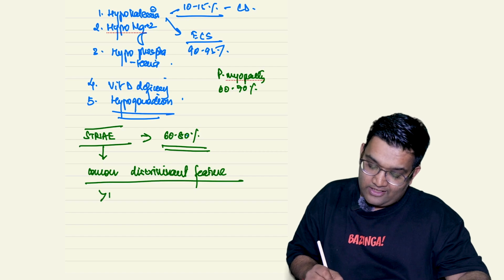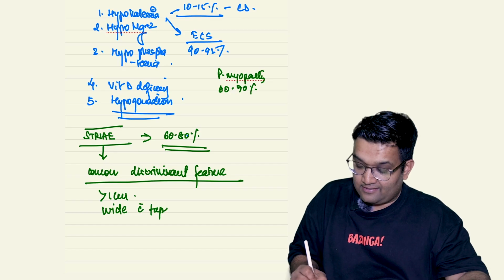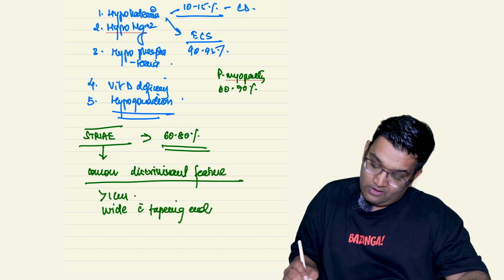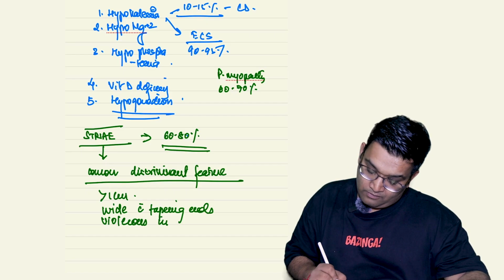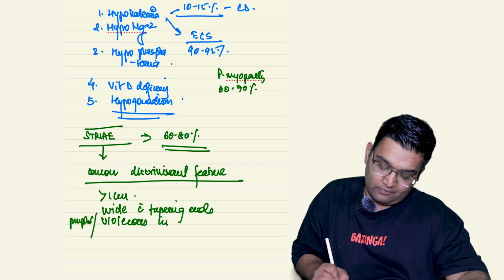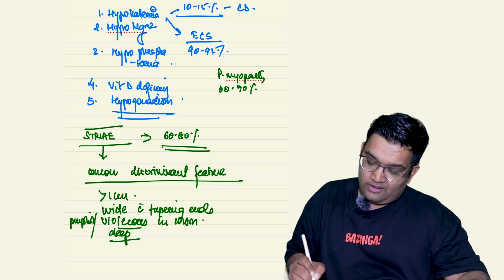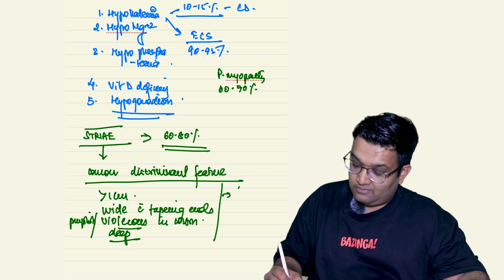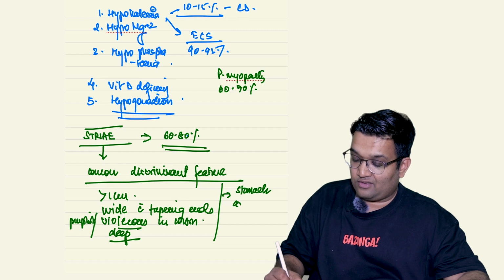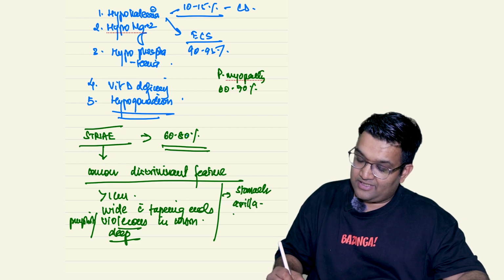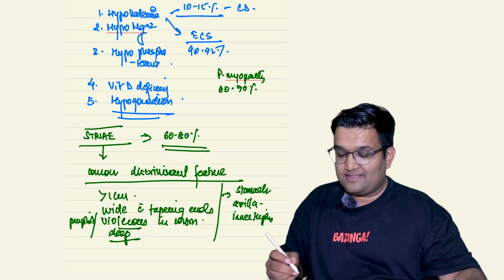So they should be more than 1 centimeter. They should be wide with tapering ends, violaceous in color or purplish, and deep, and they are present either at the stomach, they can be present in the armpits or axilla, they can be present in the inner thighs, they can be present anywhere in the body, but these are the areas.